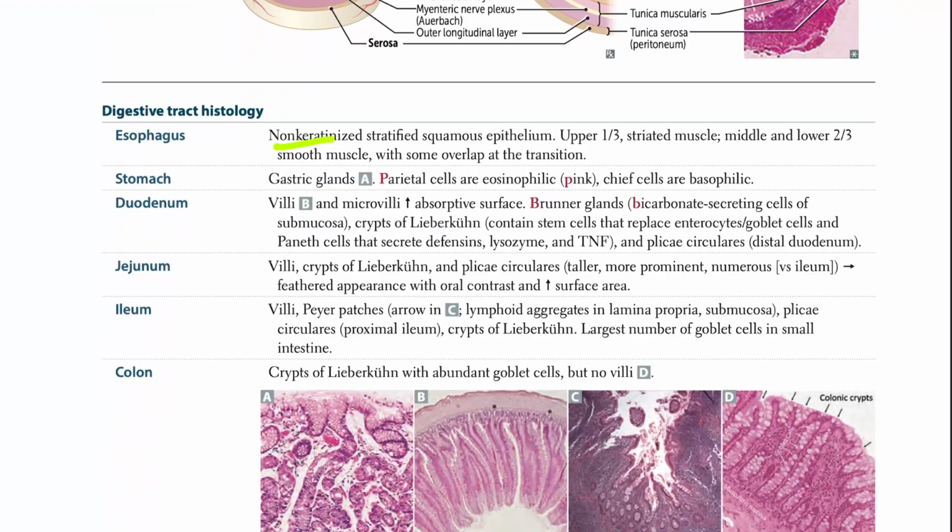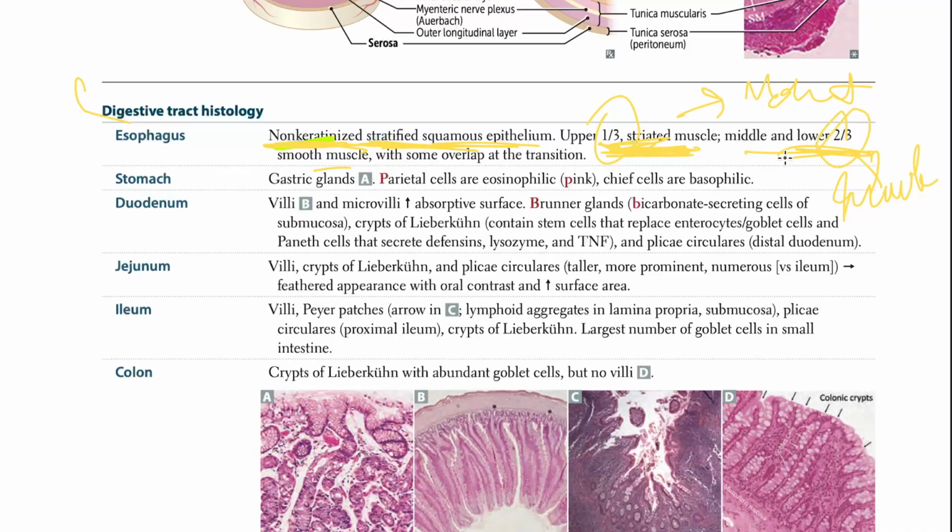Now we are going to talk about digestive tract histology. Here, the esophagus. The important thing is the non-keratinizing stratified squamous epithelium. The upper 1/3 is striated. The middle and lower 2/3 are smooth muscle. Striated means you have voluntary control of the upper 1/3, and smooth means you don't have any. This is involuntary. That's basically swallowing. So you have voluntary control on the top, but not at the bottom.